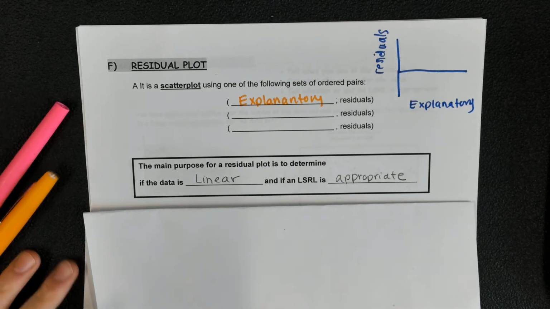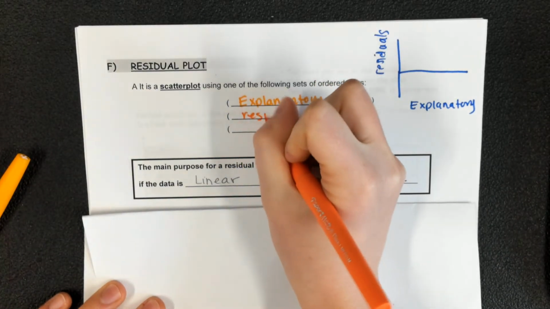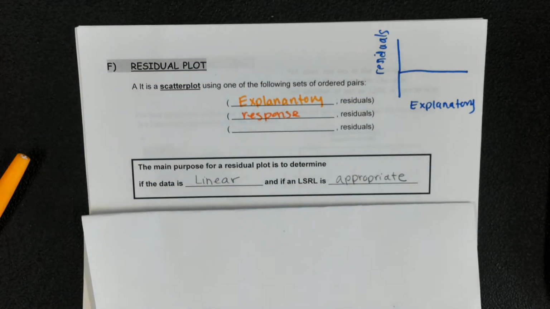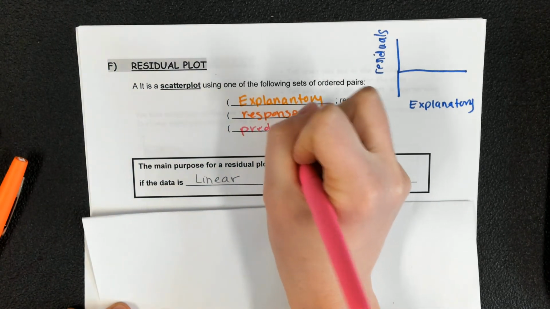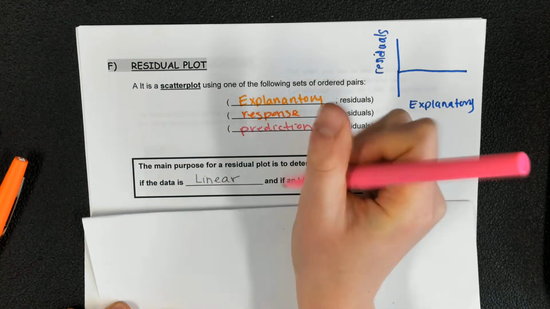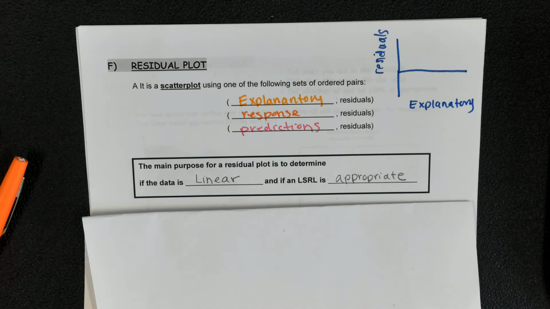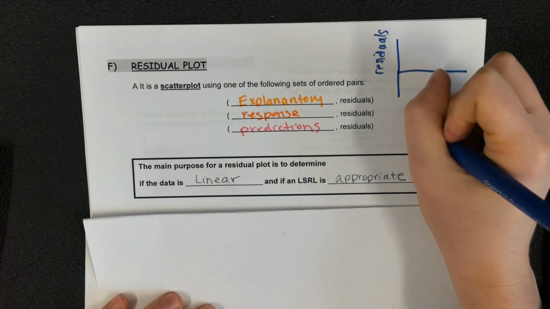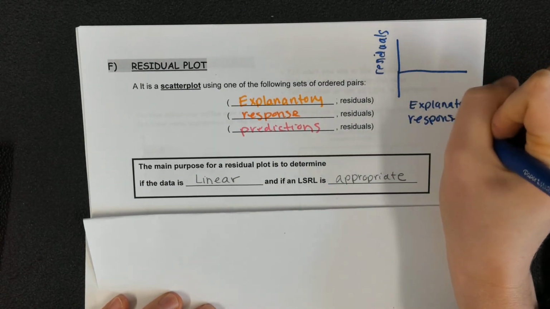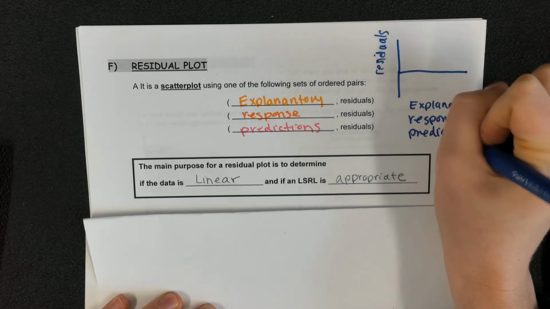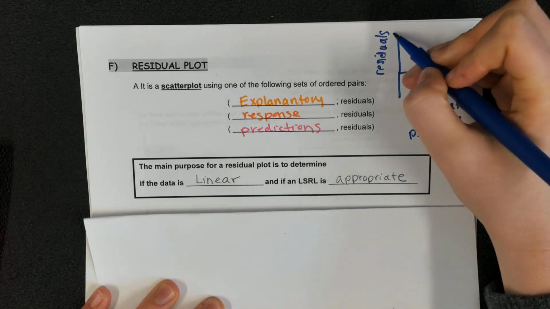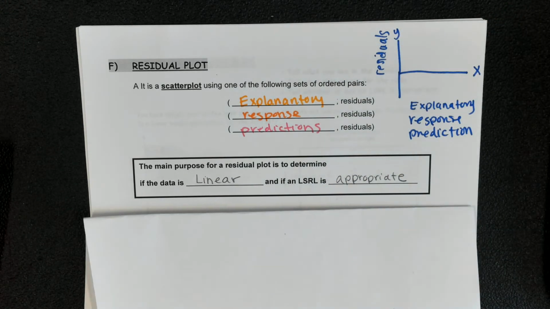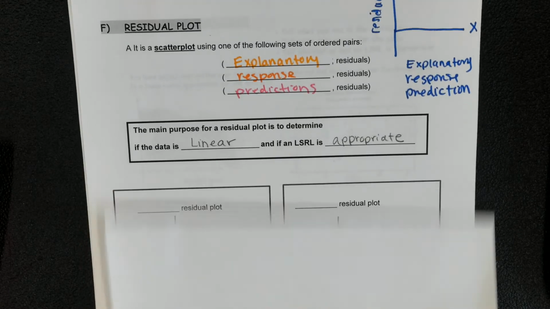So we can use explanatory variables, we can use our response variables, and we can also use our predictions. So we could use all those y-hats. This would be y's and y-hats. Okay, and so we can use all of these different things to be on our x-axis if we really wanted to, where our residuals are always going to be on the y-axis when we make residual plots. Okay, so let's talk a little bit about this.